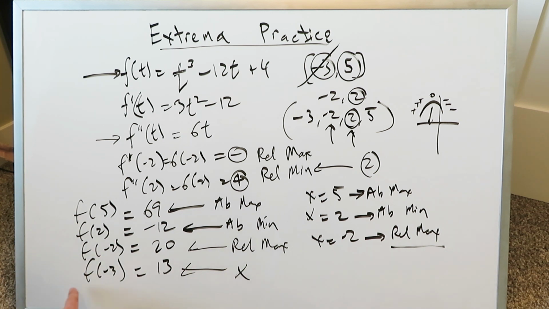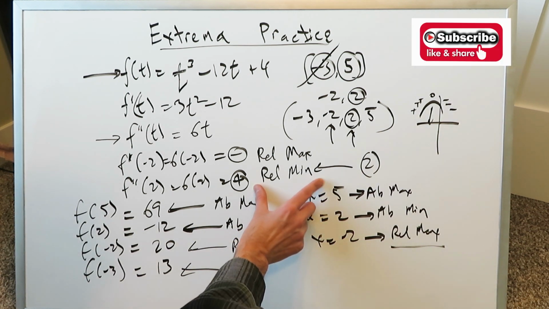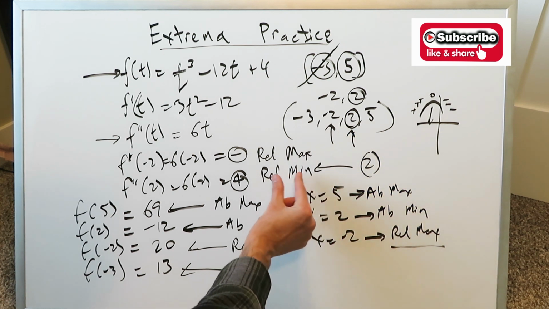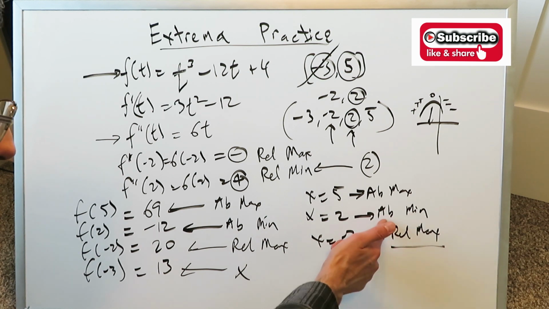The finer point here is that this value of 2, x-axis value 2, a critical value, in a very narrow area is a relative minimum, but over the entire interval it is an absolute minimum, as you see right here.